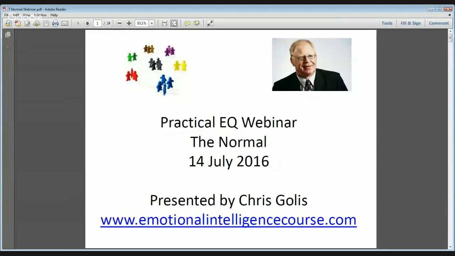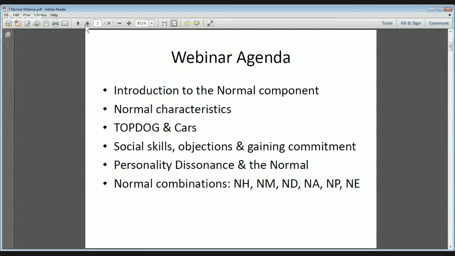And we've got the presentation. As I said, today's is about the normal. Today's agenda is very, very simple. We start off with an introduction to the normal component, followed by the characteristics. Then we'll discuss TOPDOG, the easy way of identifying the normal, like cars they like, and social skills objections, how we gain commitment with them. Then the subject of personal dissonance, who are the components that don't like the normal? And then finally finish with the normal combinations, the normal with the hustler, mover, double checker, artist, politician, and engineer.